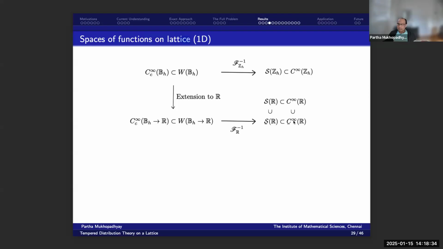And the C lower bar is a subset of the full C infinity functions on R, and S lower bar is a subset of the full Schwartz functions in the continuum. So this is the structure we use in classical field theory. This is the structure we will use to construct lattice field theory.